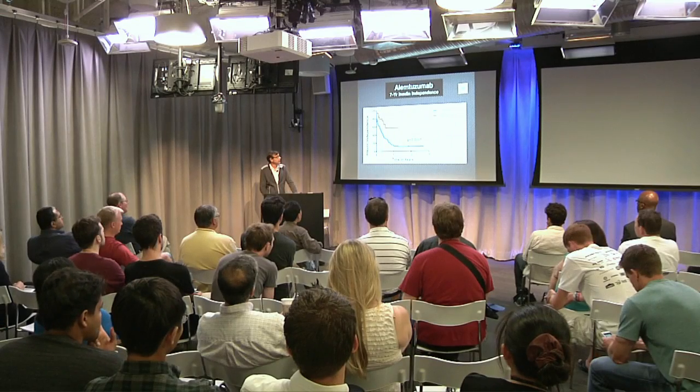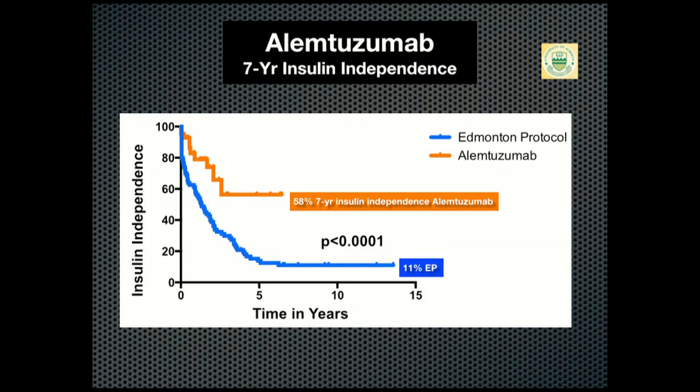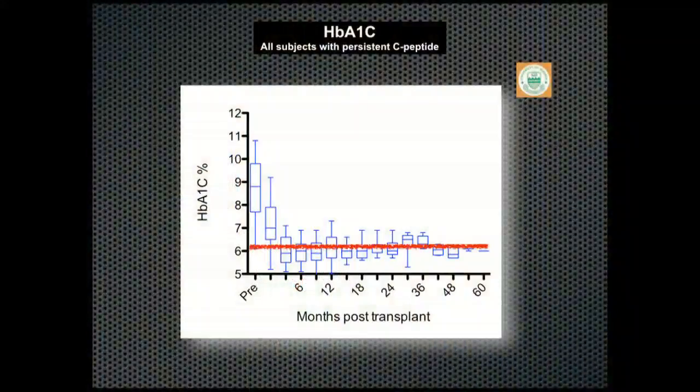And if we look at the insulin independence rates, and these are patients that are fully free of insulin, again, ongoing data still in analysis phase, but 58% of our patients, when we last analyzed this, at 7 years were still free of insulin, significantly improved from our original Edmonton protocol data, where currently at 15 years, just 11% of patients remain insulin-free.